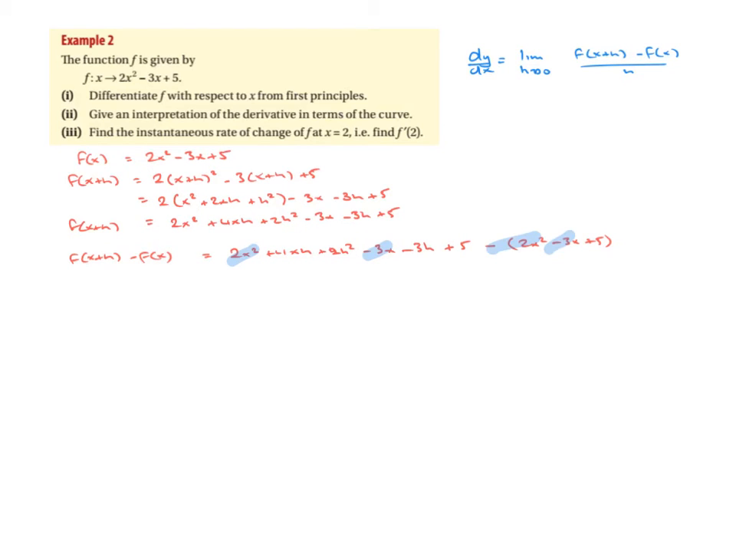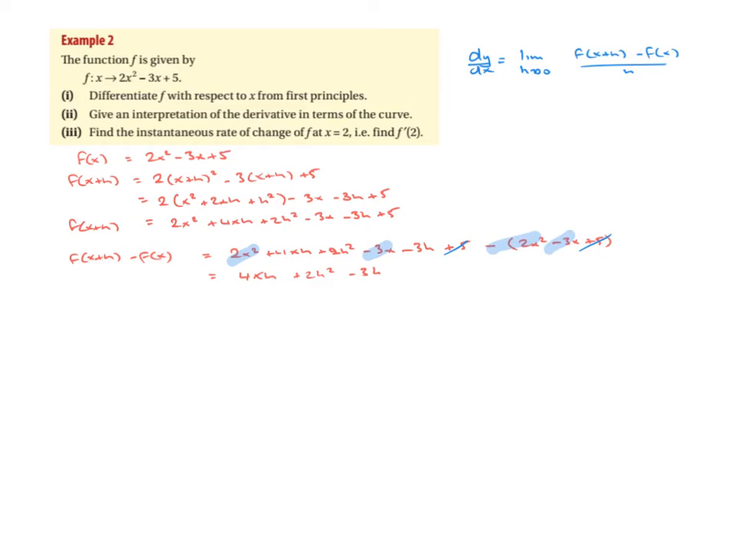Now, this will always happen. So that means what we are now left with is 4xh plus 2h squared minus 3h. So my f of x plus h minus my f of x here collapses down after we've managed to sort all this out up here.